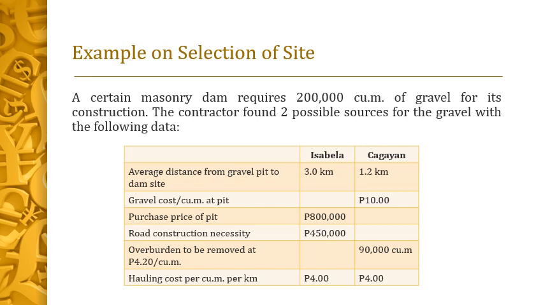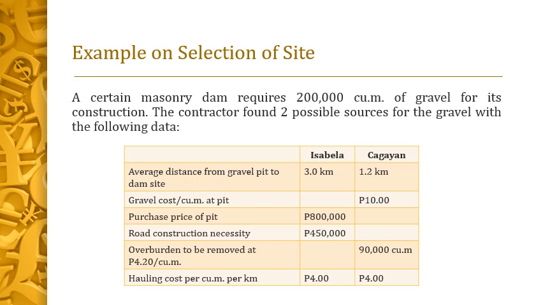Example on selection of site. A certain masonry dam requires 200,000 cubic meters of gravel for its construction. The contractor found two possible sources for the gravel, Isabela and Cagayan, with the following data.